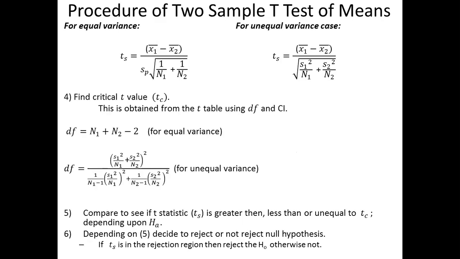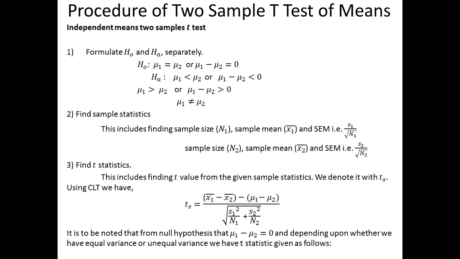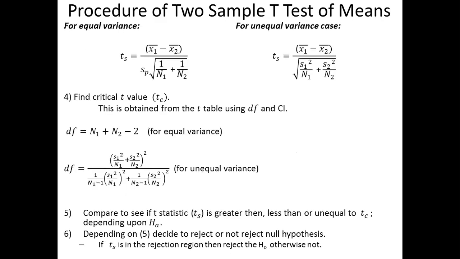Now we can have two cases. Besides mu1 minus mu2 being 0, we also know from our lecture discussion on estimation of the differences of means that we can have two cases further. Either the two variances of the two samples are the same, or the two variances of the two samples are different. So we can have the case of equal variances and unequal variances. If it is the case of equal variance, then TS can be written as x1 bar minus x2 bar upon SP under root 1 upon N1 plus 1 upon N2.